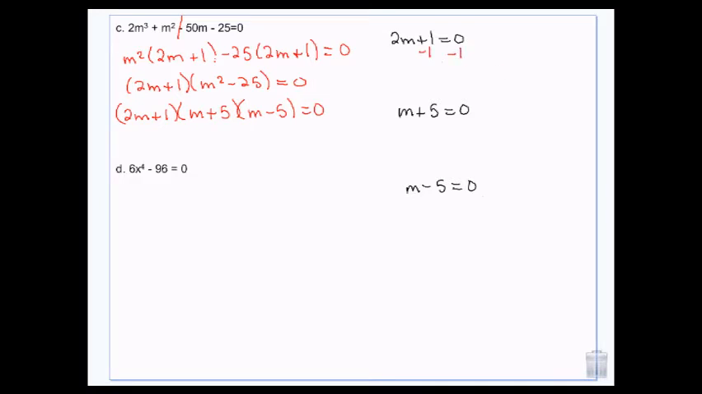Subtract 1, and I get 2m equals negative 1. Divide by 2. M is negative 1/2. Subtract 5. M is negative 5, and then add 5. M is positive 5. So my answers here are negative 1/2, 5, and negative 5.